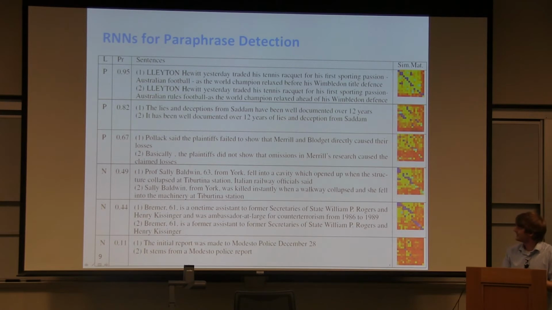And you're missing really that entire phrase, which is that Henry Kissinger was an ambassador at large for counterterrorism from 86 to 89. So basically that breaks the mutual entailment relationship. Now one sentence can be true and the other one doesn't necessarily have to be true, with a lot of different facts. And so these aren't paraphrases. And then this one, if you can still see it, is fairly obvious, with very little overlap between any of the content. All right, so that was one particular example of a model for paraphrase detection.